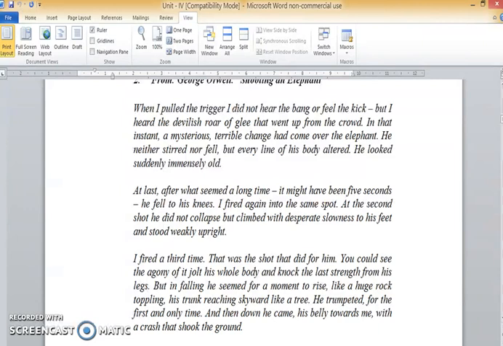I fired again into the same spot. At the second shot, he did not collapse, but climbed with desperate slowness to his feet and stood weakly upright. I fired a third time. That was the shot that did for him. You could see the agony of it jolt his whole body and knock the last strength from his legs. But in falling, he seemed for a moment to rise. Like a huge rock toppling, his trunk reaching skyward like a tree. He trumpeted for the first and only time. And then down he came, his belly towards me, with a crash that shook the ground.